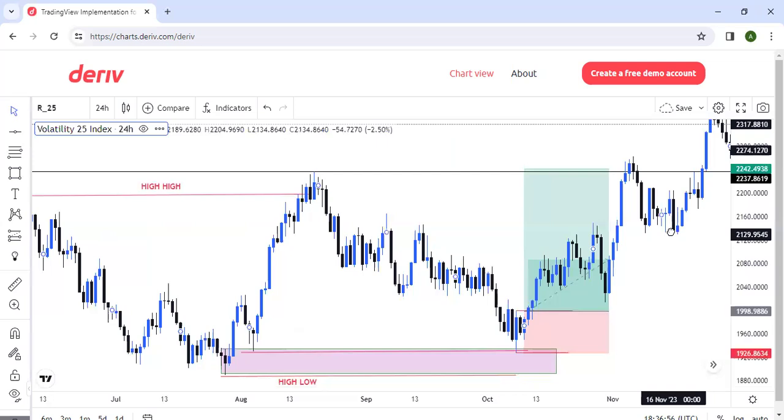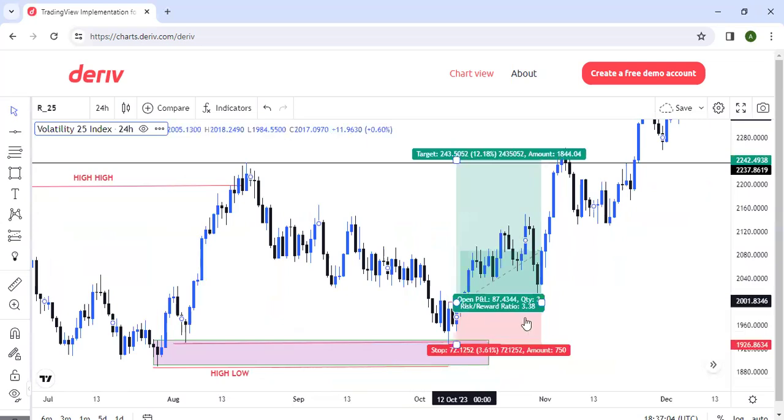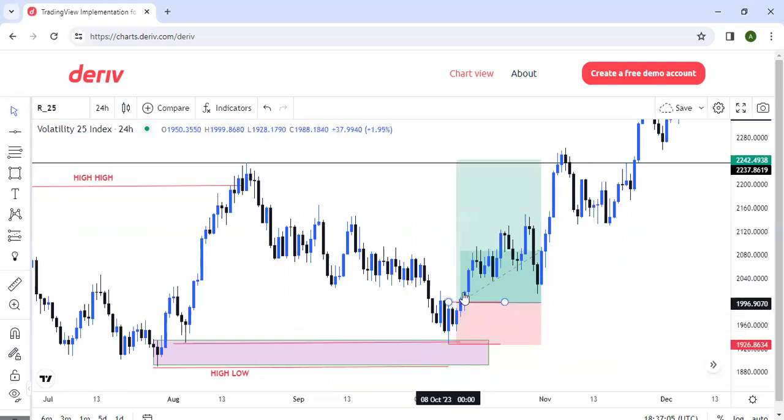All right, so that's a single candle mitigation block. So this is what you have, and then price came into it with this single candle and then pushed up. So that's just as simple as it can be.